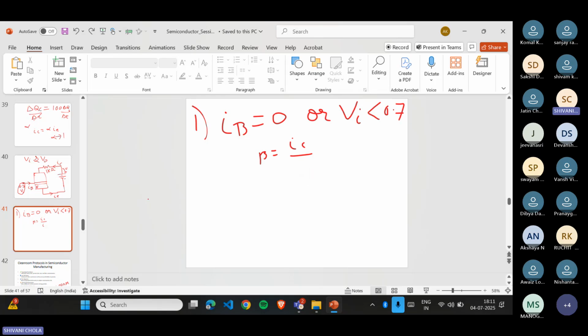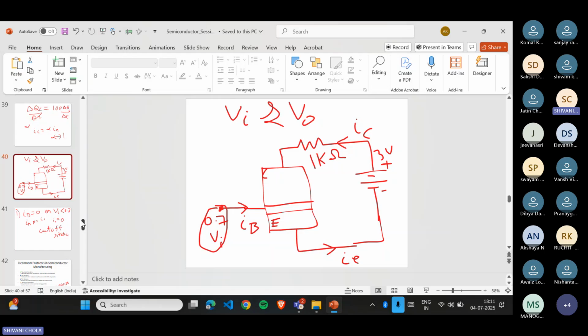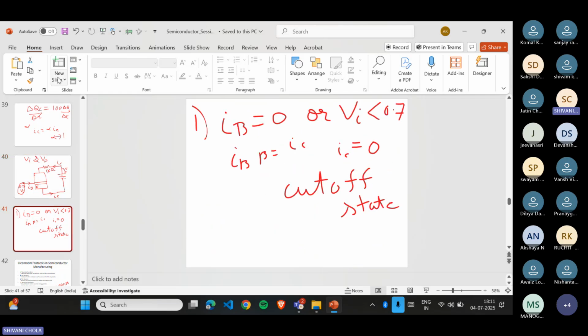Actually, this is not the correct way to write it in the denominator, but let's assume IB is very near to 0. Then IC will also be equal to 0, right? So it means you will not have any current through the circuit, and we call it the cutoff state. In the further discussion, we will use this concept to build our switch. But right now, our task is to find some relationship between this IB current and IC, and also between input voltage and output voltage.